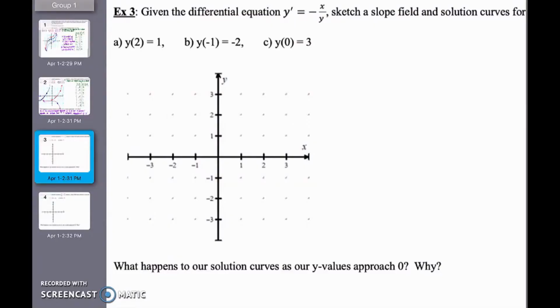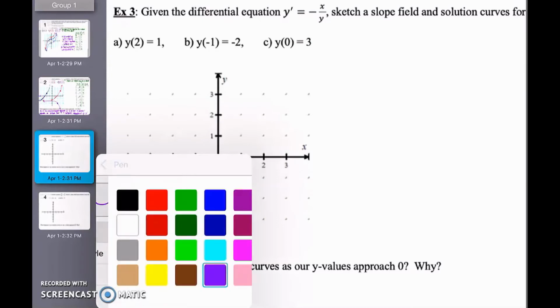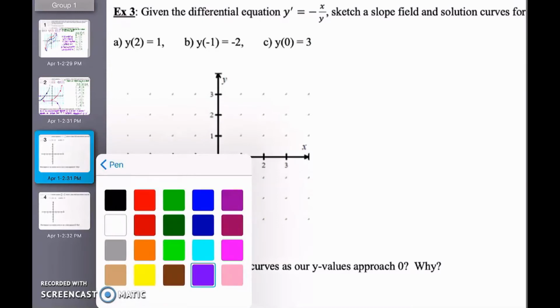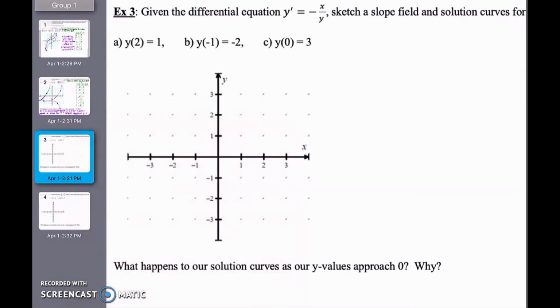We are on to our third example here, and this time the differential equation that we are working with does not depend on just x or y. As you can see here, this one, the slopes depend on both x and y values. Which is going to make our table and our slope field a little bit more complicated.